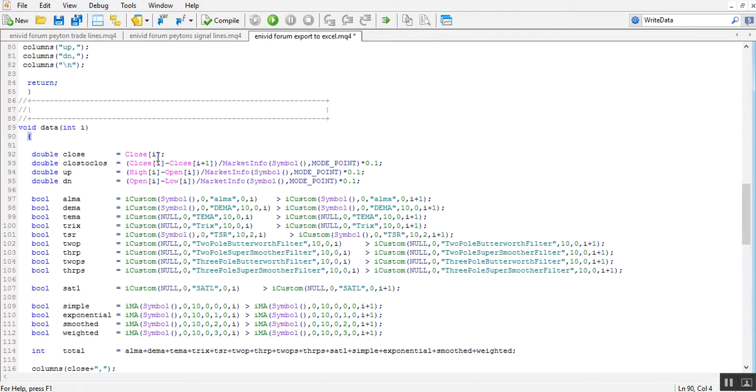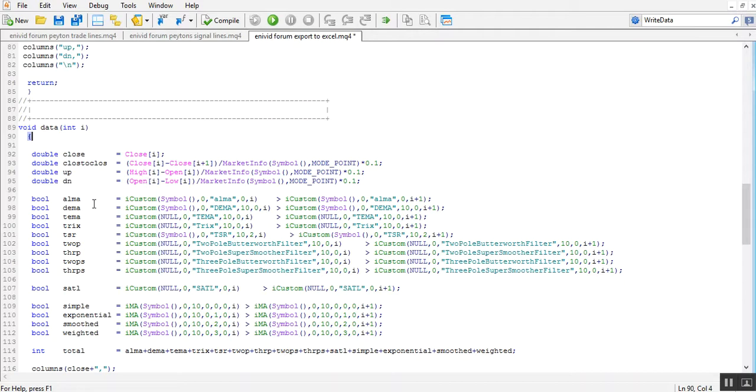This is the close to the close. So in other words, it's telling you how much change from last close to now. Up is telling you how much the pair moved above its open, high minus open. Down is telling you how much the pair moved below its open, open minus low. And these are the indicators you saw over there, ALMA.